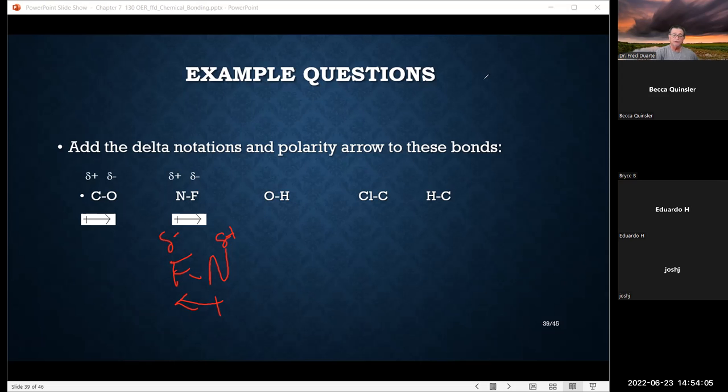Oxygen and hydrogen, we stated earlier, oxygen is a lot more electronegative, so its arrow goes from right to left. In this case, carbon and chloride, the chloride is a lot more electronegative, therefore it's going from right to left. Now, hydrogen and carbon, this is where students tend to forget. Remember, carbon and hydrogen is the only exception among dissimilar nonmetal atoms, where the electronegativity is essentially the same, and therefore no arrow is involved here. The pull is equal, so it's not a polar bond.